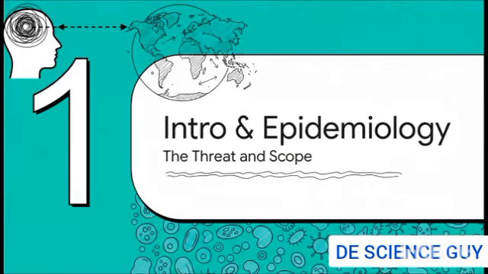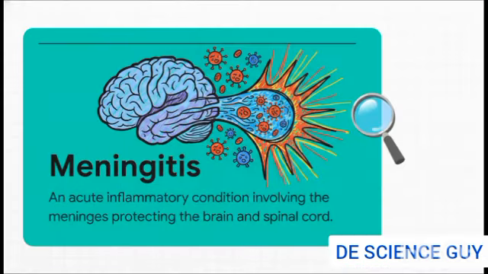Starting off with Section 1, Intro and Global Epidemiology. Let's look at the threat and the scope. So the really crucial point here is that meningitis is an attack on the very fortress protecting our nervous system. Your meninges are basically made up of 3 anatomical layers, the dura mater, the arachnoid mater, and the pia mater. When an infection or severe inflammation breaches these layers, especially the subarachnoid space, which is this vital, delicate gap where your cerebrospinal fluid flows and your major blood vessels sit, well, you've got meningitis.